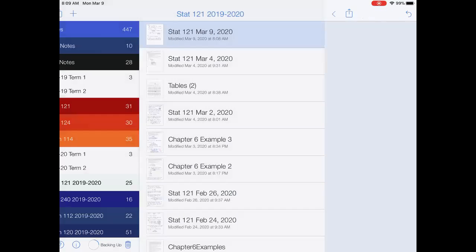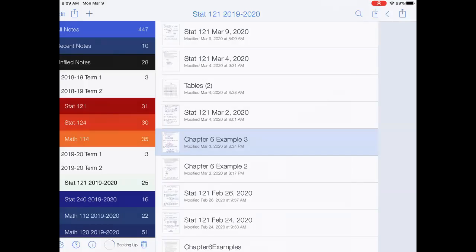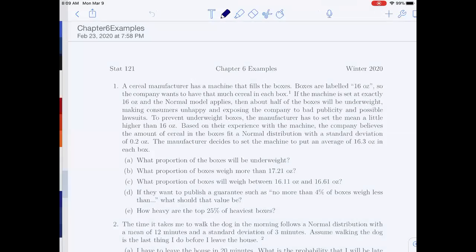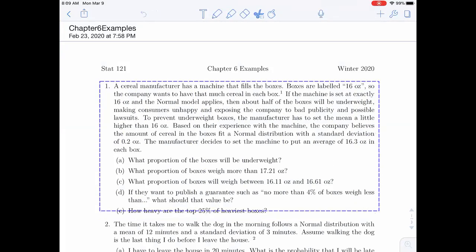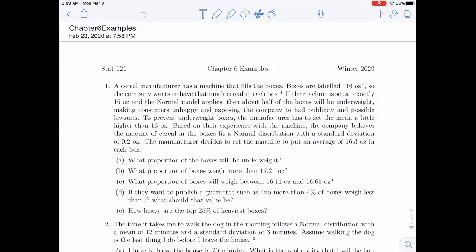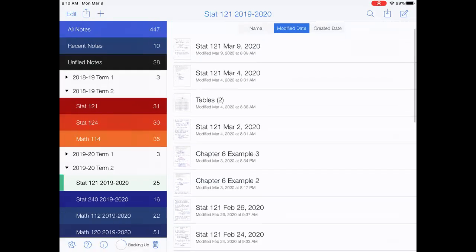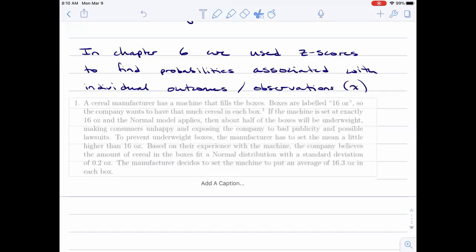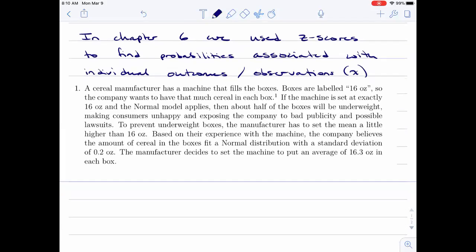So if I just pull in our example, let's do the one that we did together here. Actually, I'm just going to steal the blurb, which hopefully you have. Either way, we're just going to have a read here. All the problems that we were doing: what's the probability of finding a box that weighs more than this? What's the probability of finding a box that weighs less than this? What percentage of boxes weigh more than this? And so there we're talking about individual outcomes, individual weights.